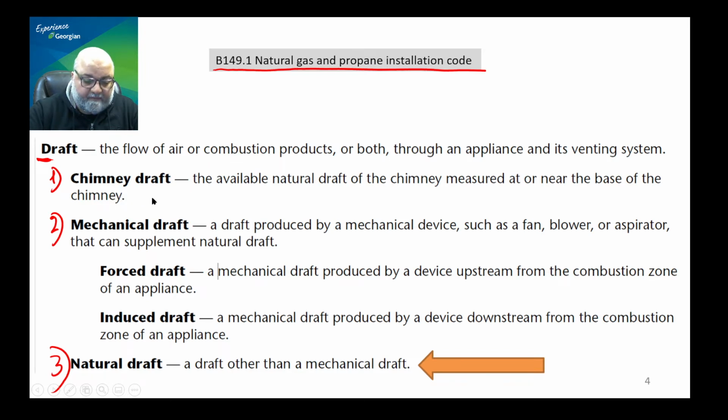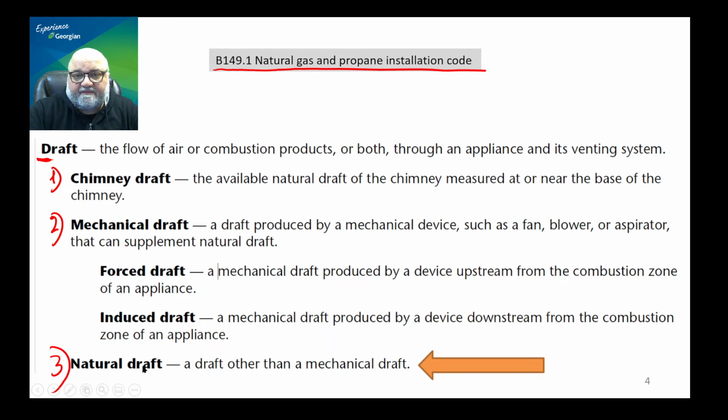All right. I don't expect that you make sense of this sentence right now, but eventually things will get clearer and clearer. Mechanical draft uses some kind of a motor, electrical motor, basically. We call it a venter motor, and based on where the motor is located in relation to the ignition point, if it is prior or upstream from the ignition point, we call it a forced draft. If it is downstream from the ignition point, we call it induced draft. As simple as that. And if we're not using a mechanical draft at all, we call it natural draft.